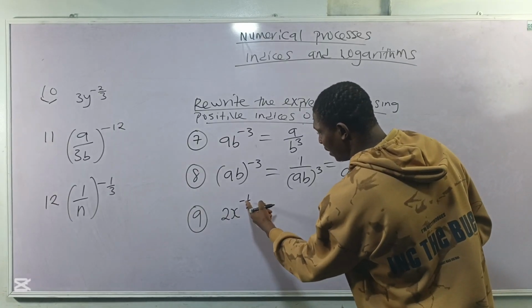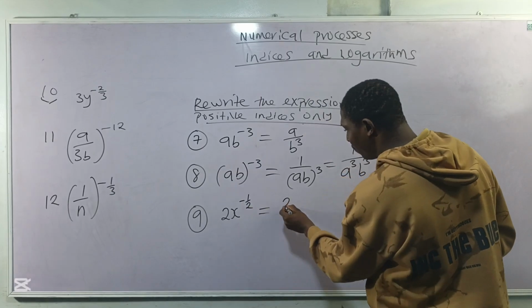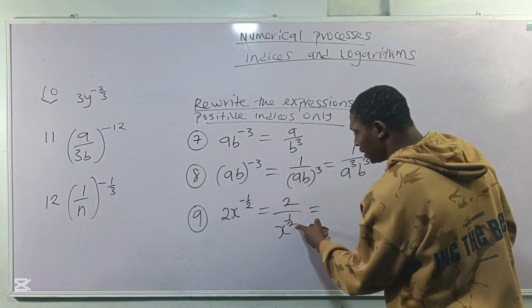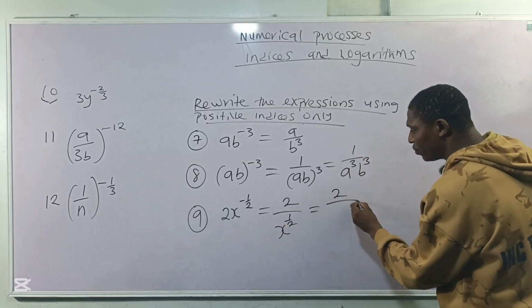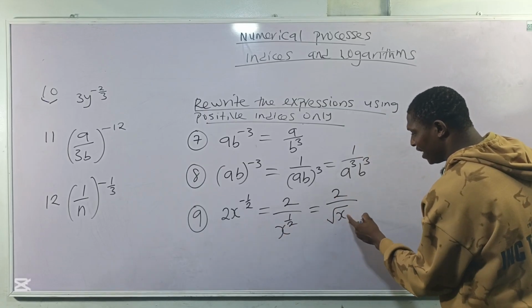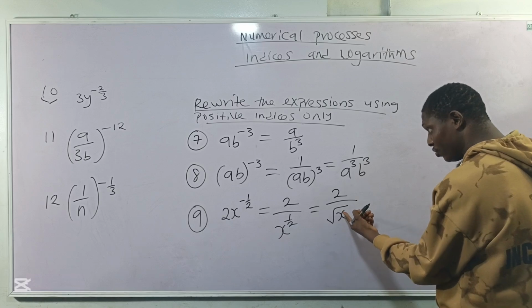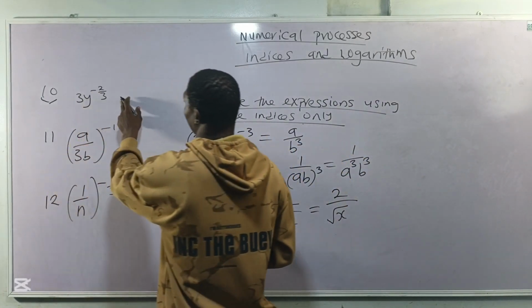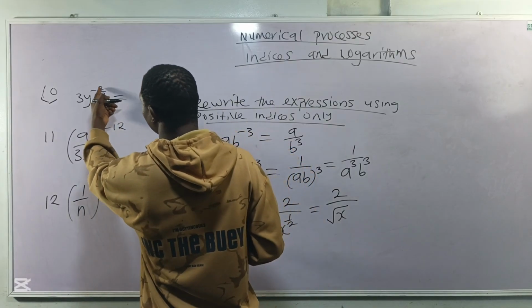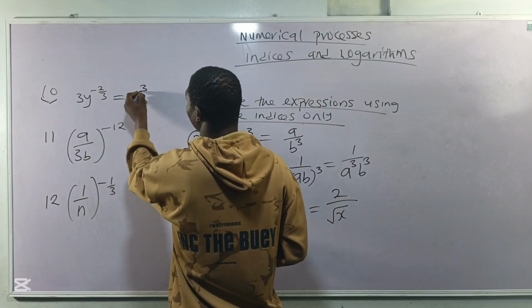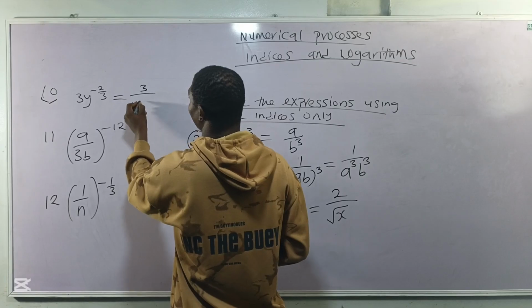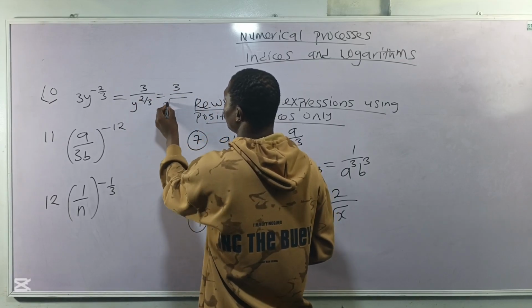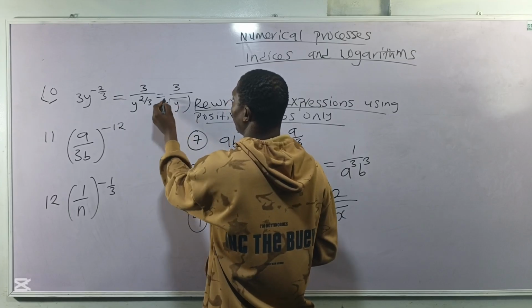And this, the negative half affects only the x, so I have 2 all over x raised to power positive half. And half is the same thing as square root of a value, so we have 2 all over the square root of x. If you say raised to power 1, it will still give you x. We have 3y raised to power minus 2 over 3. The negative 2 over 3 is affecting only the y. So we have 3 all over y raised to power 2 over 3. This can be written as 3 all over the third root of y, all raised to power 2.